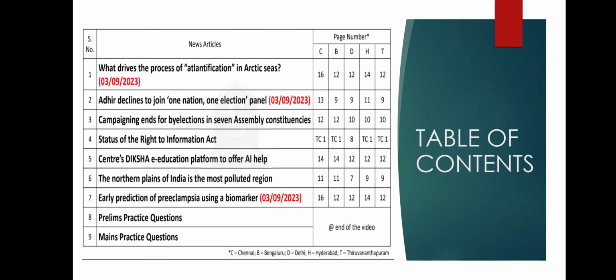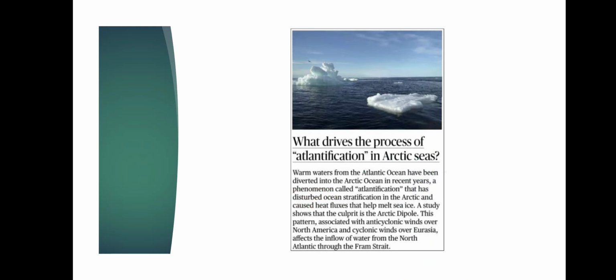Let's get into the discussion. Take a look at this article from yesterday's newspaper. This article is about a new concept called Atlantification. The article explains how Atlantification affects the sea waters of the Arctic Ocean. So in this discussion we will understand the concept of Atlantification in detail.